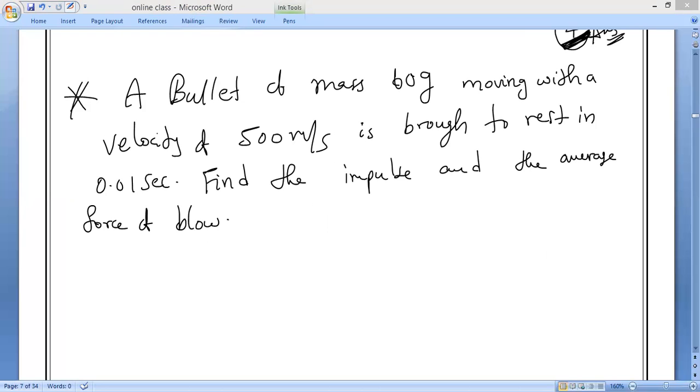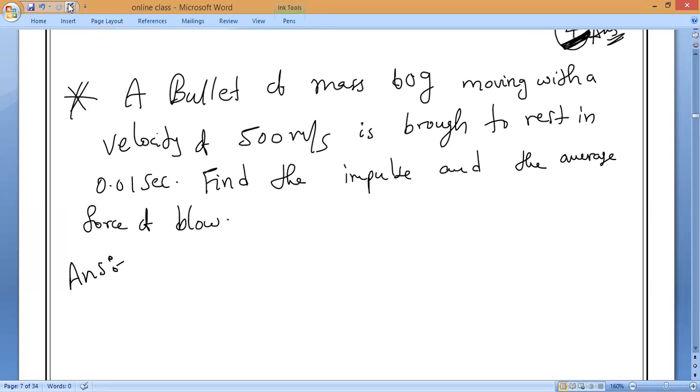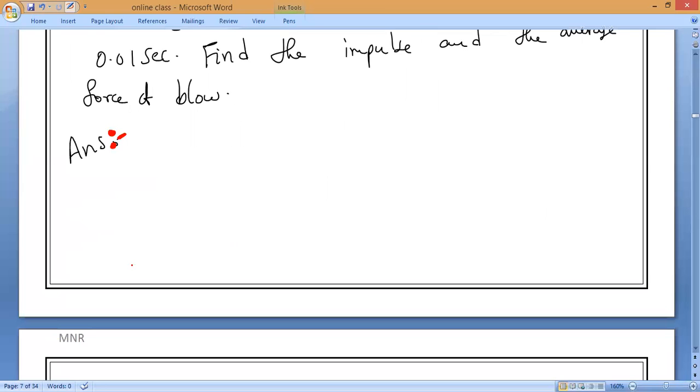What is the impulse formula? Anyone? Impulse means what? Final momentum minus initial momentum. Impulse is force into time. Yes or no? So force means we can find the change in momentum. So we can write that also.